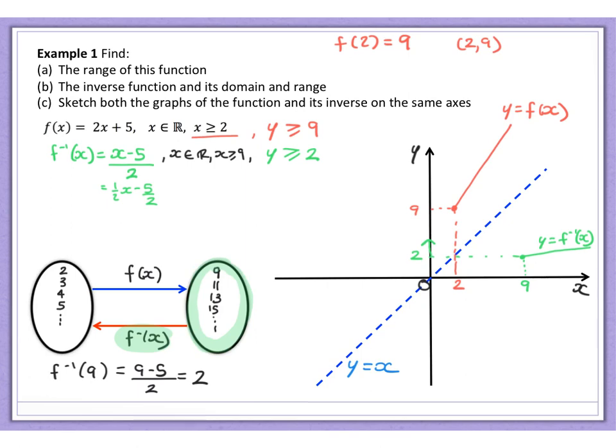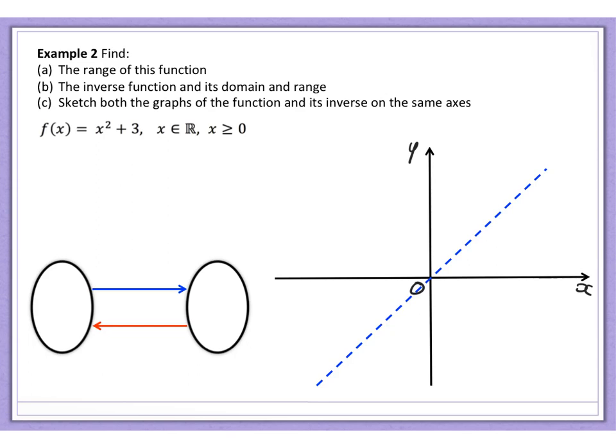So let's think about that idea again. The original function f of x acts on a particular domain and results in creating a range. The inverse function acts on the range of the original function and takes us back to its domain. So the domain and the range swap over between the function and the inverse function.